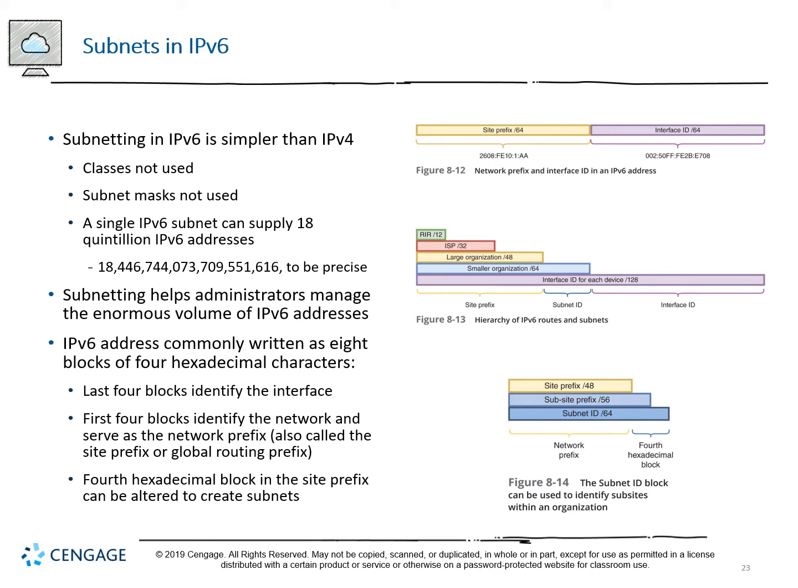An IPv6 address is commonly written as 8 blocks of 4 hexadecimal characters each. The last 4 blocks are going to tell us the interface, so the 64 bits at the end. The first 4 are going to identify the network and serve as what's called the network prefix or global routing prefix. In the site prefix, the 4th hexadecimal block, it can be altered to create subnets. So if we have 8 blocks, that means that we've got first 4, second 4, third 4, and then the 4th 4. So the separation right before the subnet mask would normally kick in is going to be where we create our subnets.